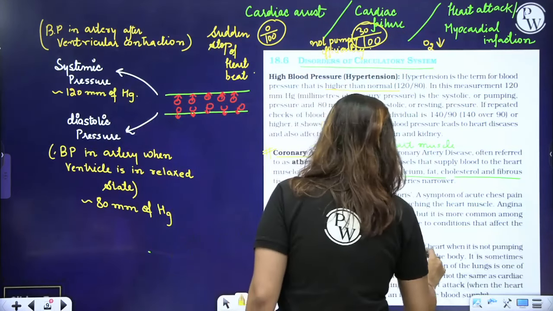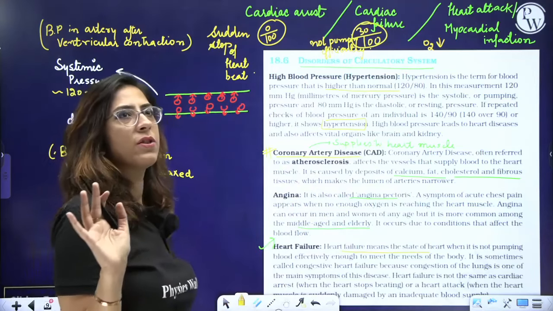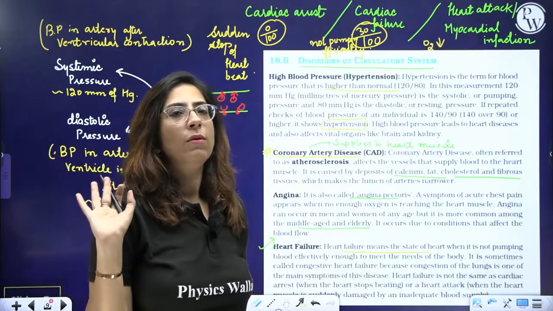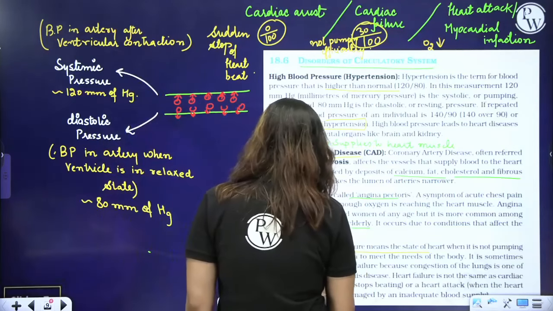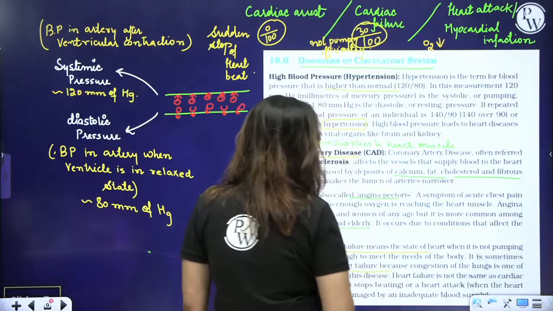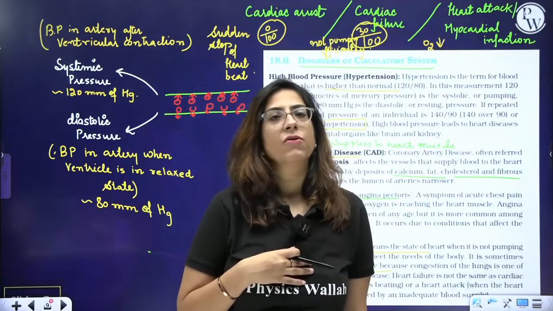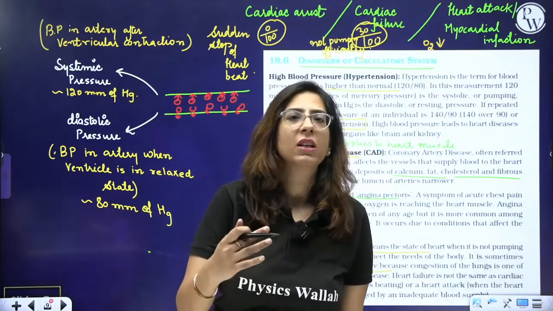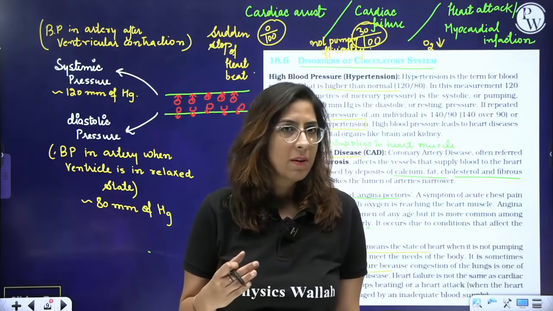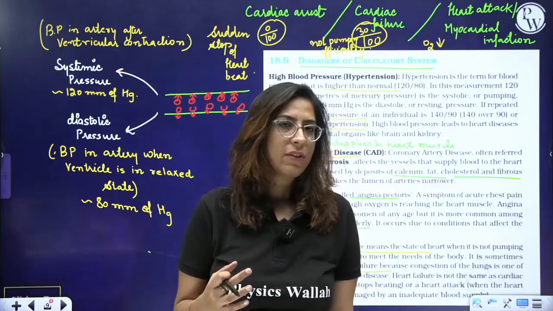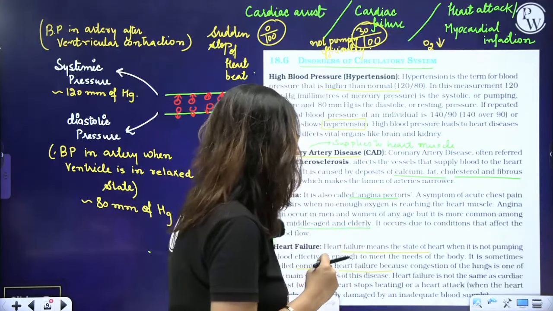Heart failure means the state of the heart when it is not pumping blood efficiently. So please mention this in your NCERT: 30 out of 100. Clear? Sometimes it is congestive heart failure, that means there is congestion in the lungs. If prolonged congestion is there in the lungs, the oxygen supply will be affected, there will be less exchange of gases, so your heart will not be able to function properly.